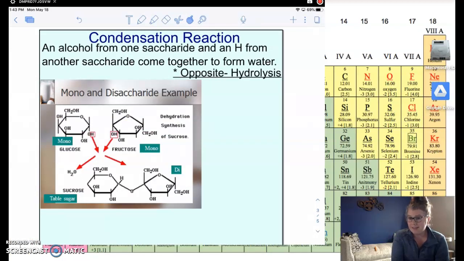So in order to make a disaccharide, what happens is two monosaccharides react together. So you bring two monos and they react and they create a disaccharide. They do this through something called a condensation reaction. At least for me, when I hear the word condensation, I think of water. And that's what this has to do with.